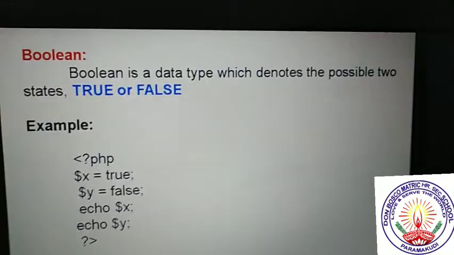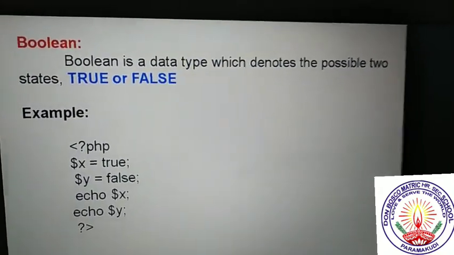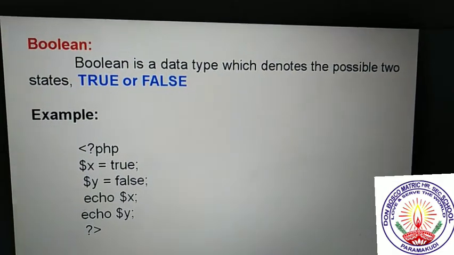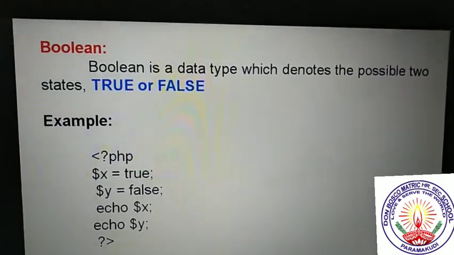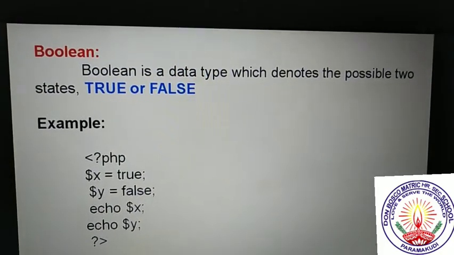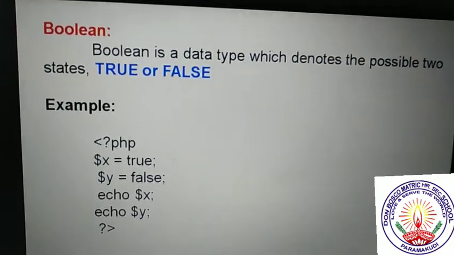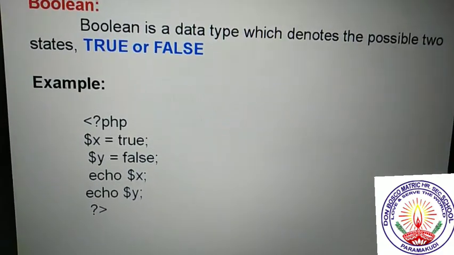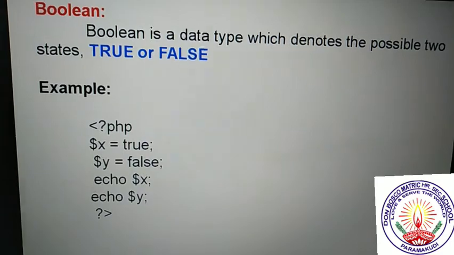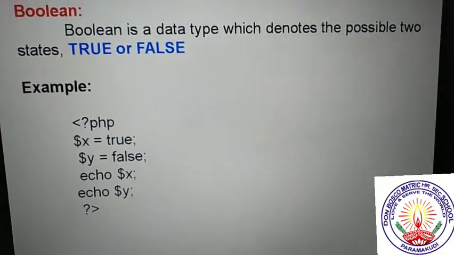And boolean. Boolean means the given value is true or false. Only two options are available for the boolean data type. Boolean is a data type which denotes two possible states, true or false. Only one option is displayed: true means true, or false means false, on the screen.